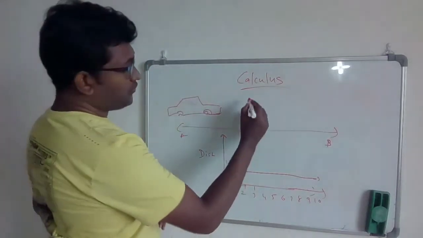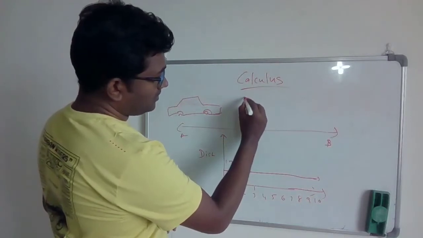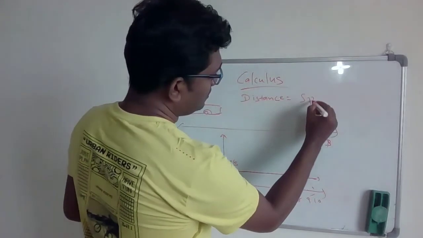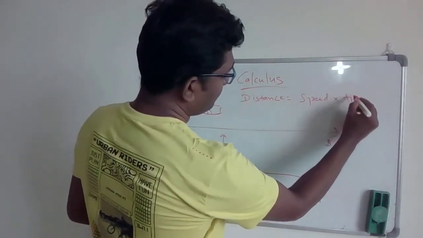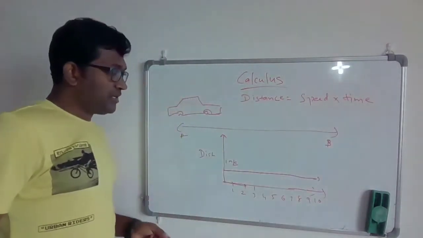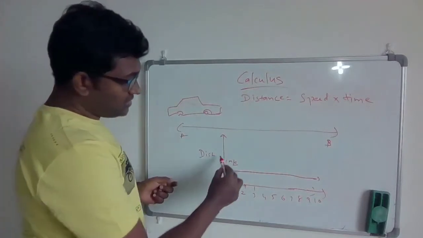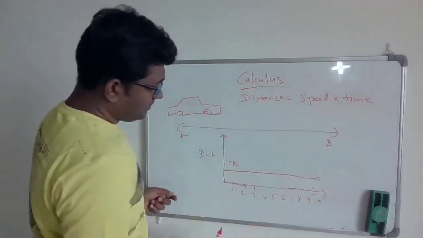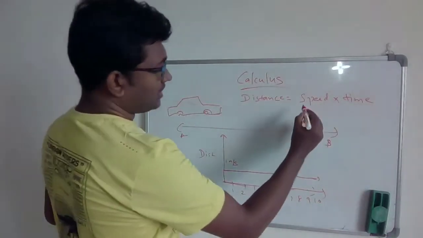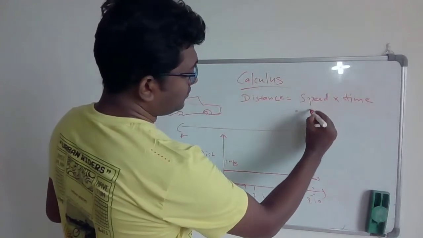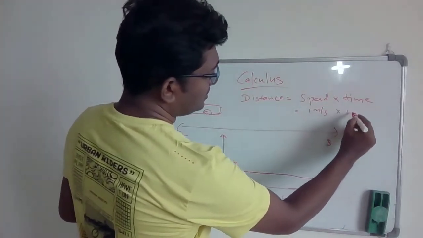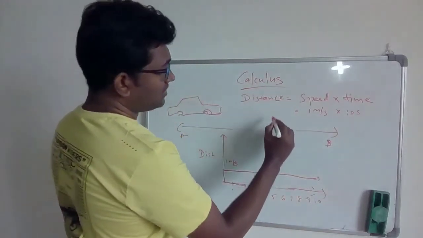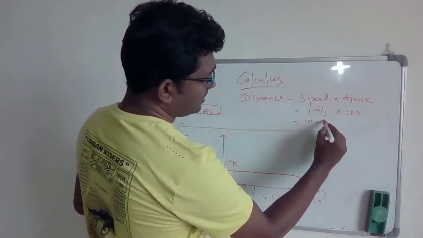So if you remember the high school formula, distance is equal to speed into time. If you really want to find the distance traveled and you know the speed and the time, you can calculate it. Let's say the speed is 1 meter per second and the time is 10 seconds. So the total distance traveled is 10 meters.